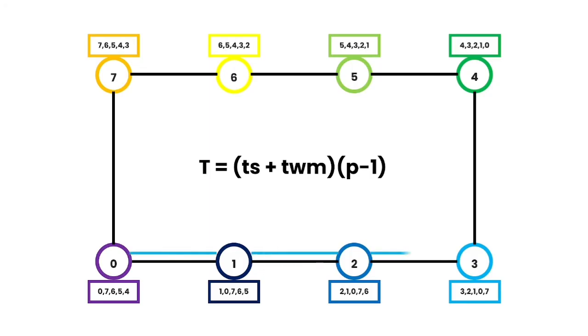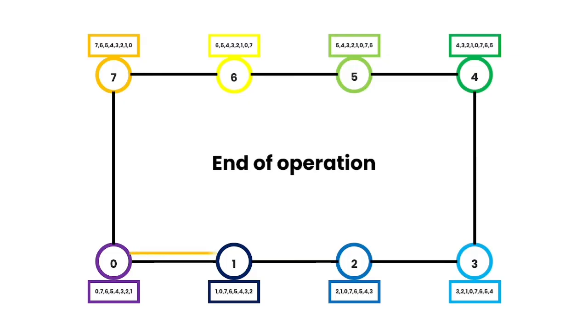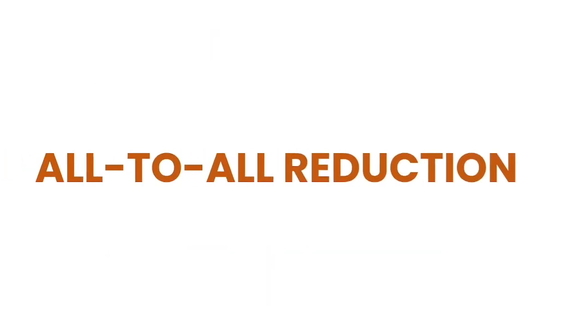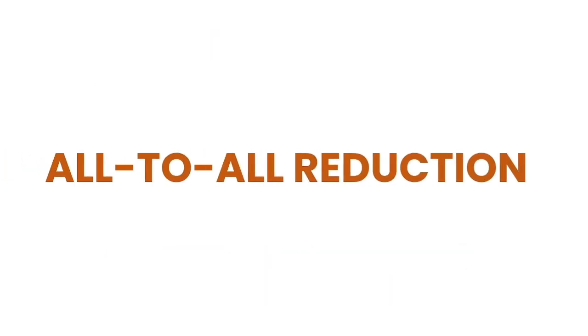As the operation proceeds, it is seen that a particular node receives a message from its previous neighbor node. Then, at the end of the operations, all of the nodes will contain all of the nodes' messages. All-to-all reduction can be performed by reversing the direction and the sequence of the messages.